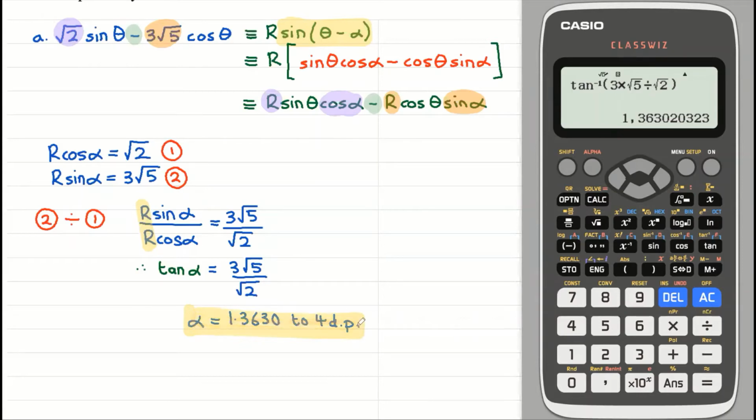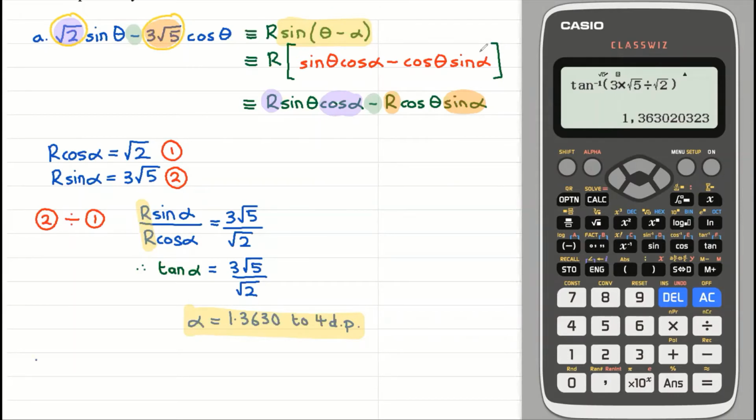We also need to find R. Now to find R, of course, we can just apply Pythagoras' theorem to the coefficients on the left-hand side. So it's the √2 and the 3√5. We just assume they are the shorter sides of a right angle triangle. If you want an explanation for why that is, it's in a previous lesson.